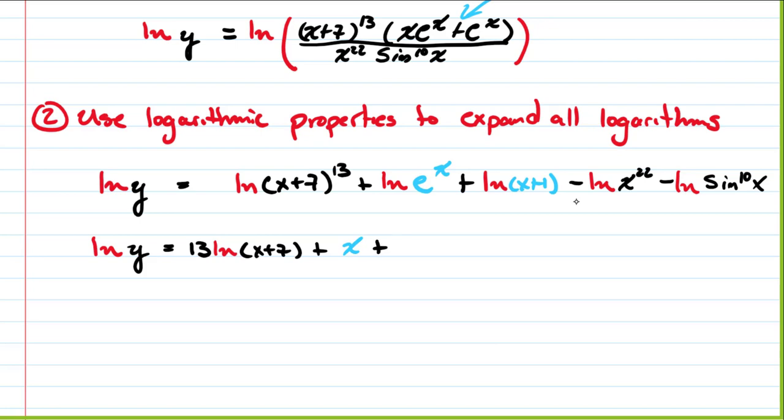And then plus, our next one, there's no exponent, so it just comes down exactly how it is. We bring our exponent out in front, so we get 22 times the natural logarithm of x. And then lastly, we bring our last exponent out, which is the 10 from the sine, and we get the natural logarithm of sine x.